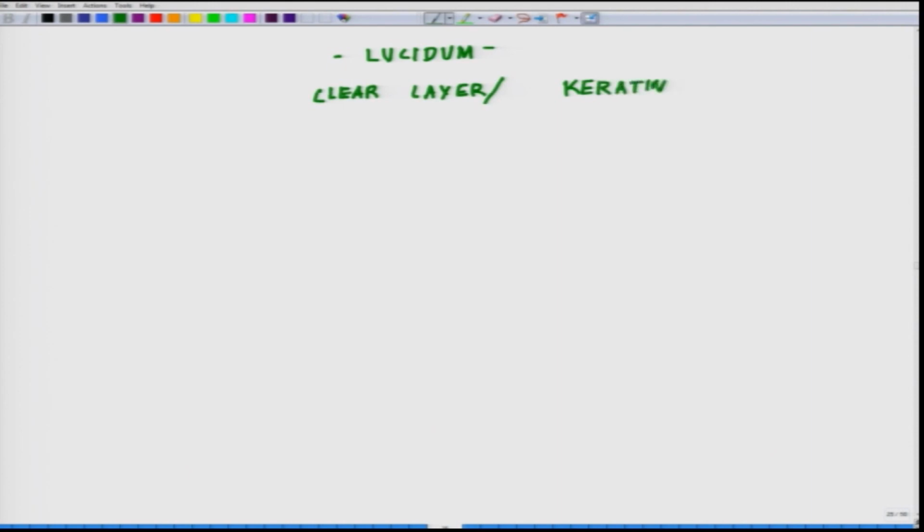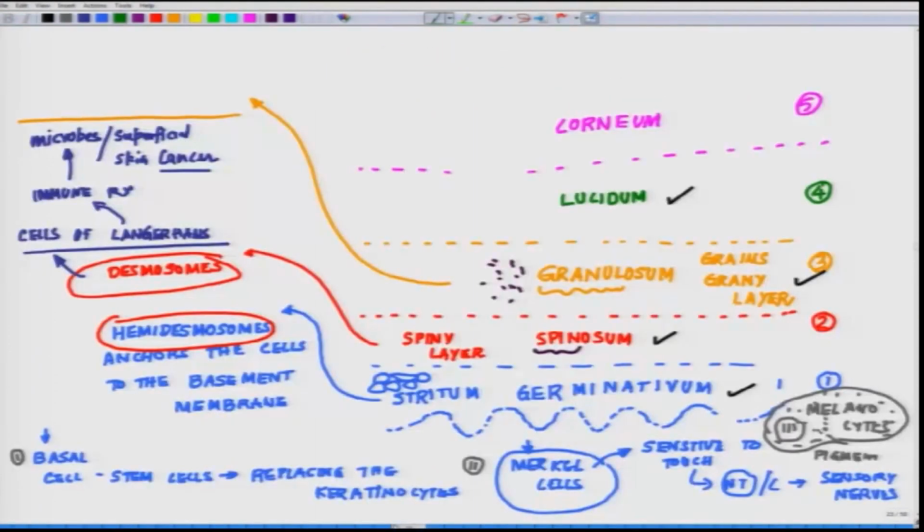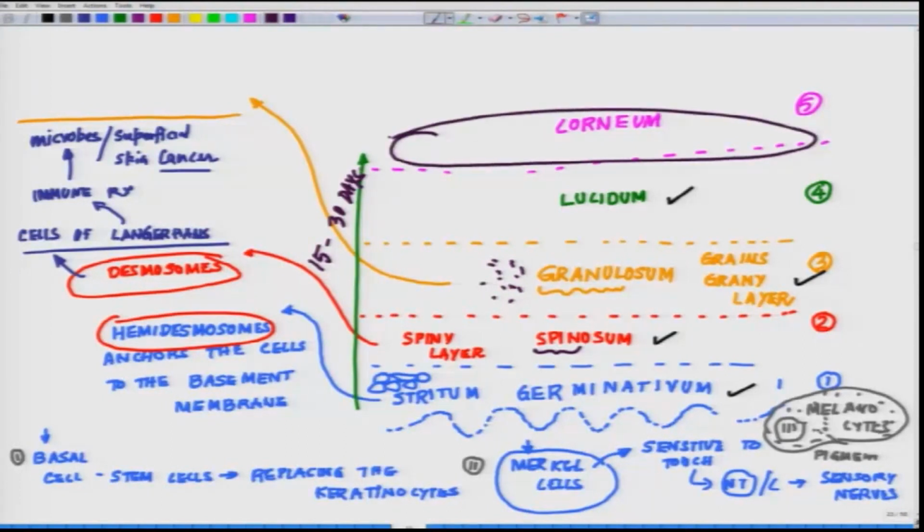And here now, since I am giving you a bit of an idea, the days it takes for the cells to move from here all the way up is around 15 to 30 days. Okay. And this layer, as we move to the next layer, which is the corneum layer, here mostly there are a lot of dead cells, and these cells last for 2 weeks.